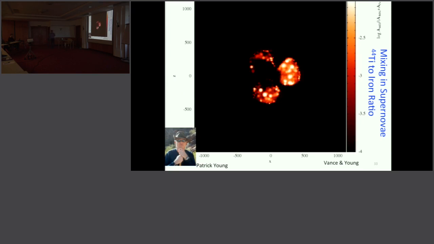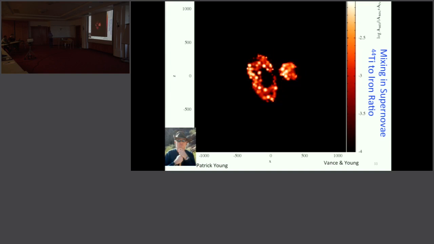I will say that he did not try to match Cassiopeia A at all with this. He didn't even know that this was a project that he should be doing. He had a star that had been exploded and he calculated the yields. And so what he's calculating here is the titanium to iron ratio. In a lot of cases there's a lot of iron here, and in some cases he's actually making almost 1% of titanium per iron atom. So he's producing quite a bit of titanium in this.